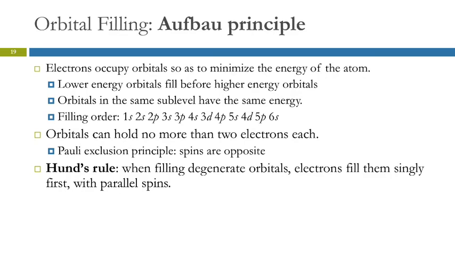Orbitals in the same sublevel have the same energy. The orbitals can hold no more than 2 electrons. The beds in that hotel can hold no more than 2 people. They can be empty. They could have 1 person, or they can have 2 people. 3 is not possible. And the Pauli Exclusion principle says, if you're sleeping together, you've got to sleep opposite ways. Hund's rule says take your own bed first and sleep right side up in the bed. Okay?